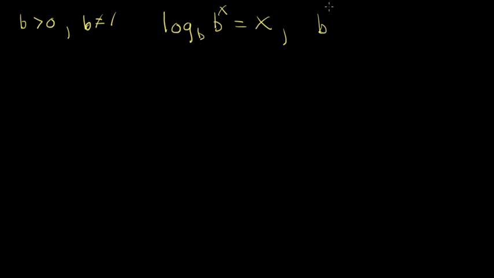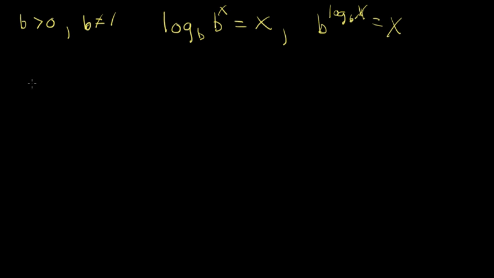B to the log base b of x equals x. So b to the log base b of something equals something. Log base b of b to the something equals something. So that's how that works. And let's see how you do a problem like that.